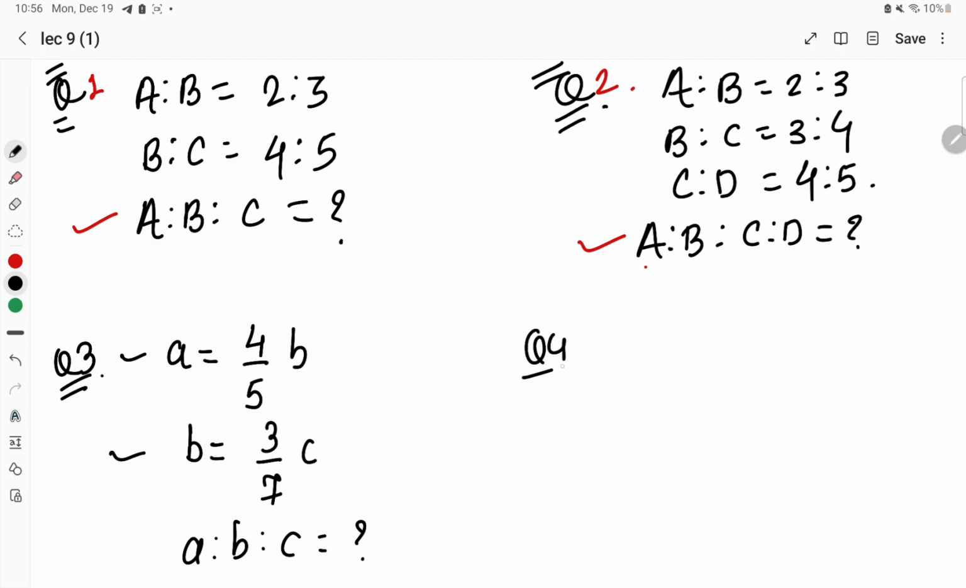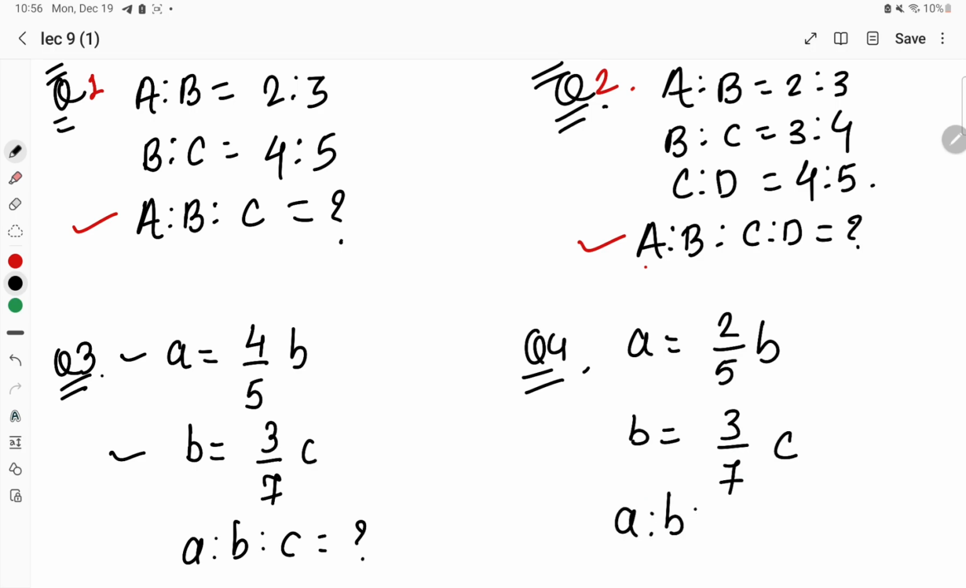And one more question. A is equal to 2 by 5b. Okay, and B is equal to 3 by 7c. You have to find the value of A is to B is to C. These are the 4 questions that I will give you as homework.